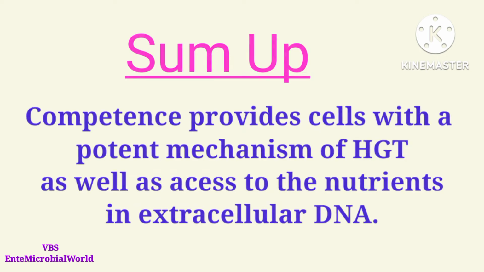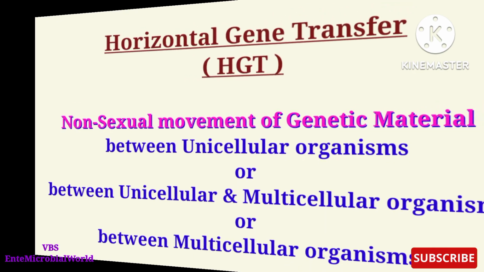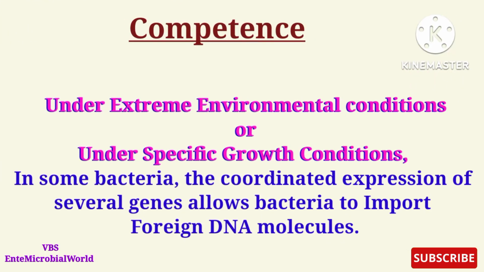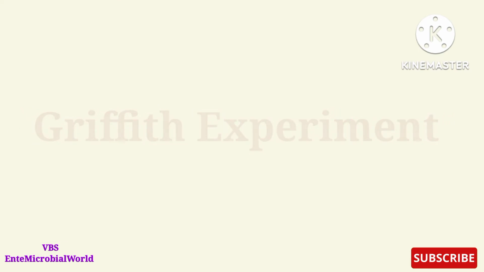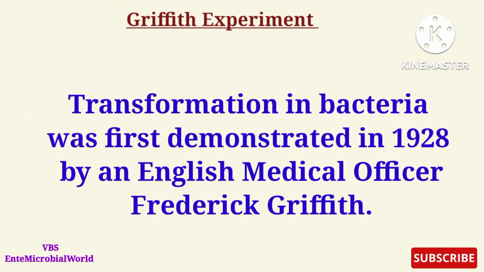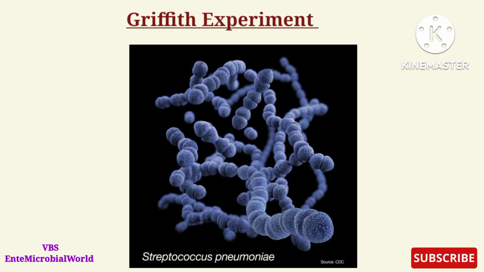Up to this, we learned what is bacterial transformation, horizontal gene transfer, and competence. Next, we are going to see about the Griffith experiment. Transformation in bacteria was first demonstrated in 1928 by an English medical officer, Frederick Griffith. Griffith was researching the distribution of pneumococcal types.